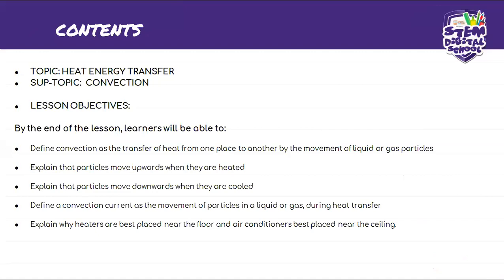Our lesson objectives are, by the end of the lesson, you should be able to define convection as the transfer of heat from one place to another by the movement of liquid or gas particles. Explain that particles move upwards when they are heated. Explain that particles move downwards when they are cooled. And also define convection current as the movement of particles in a liquid or gas during heat transfer. And explain why heaters are best placed near the floor and air conditioners best placed near the ceiling.